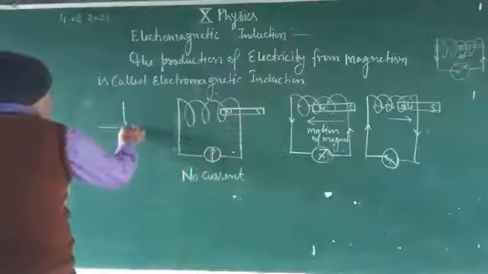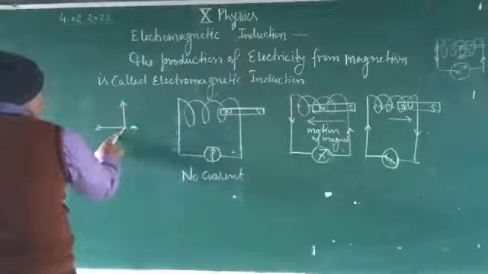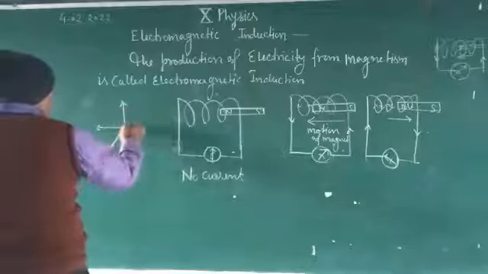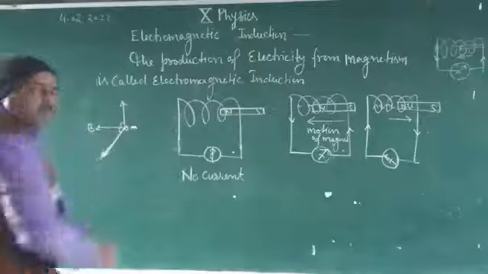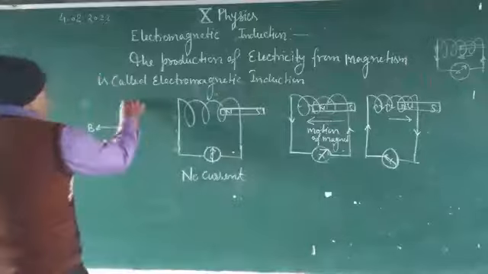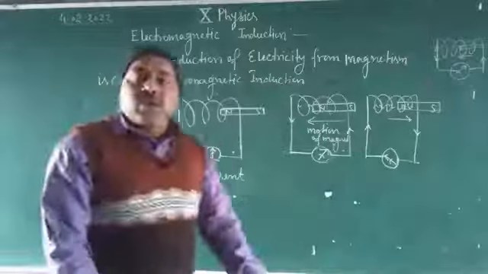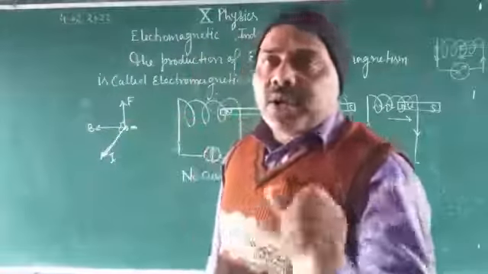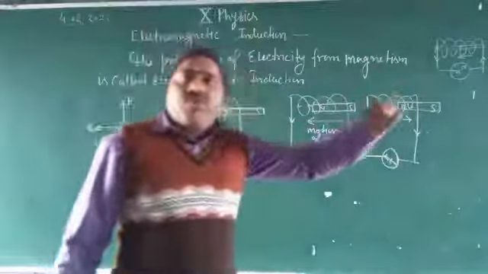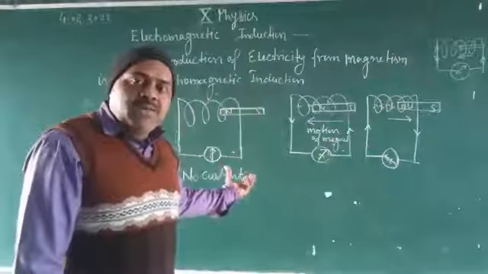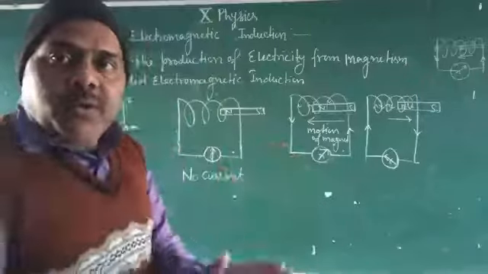Here you can see that when we stretch three fingers of the right hand in such a way that they are mutually perpendicular to each other, then the first finger gives the direction of magnetic field, the thumb gives the direction of force, and the central finger gives us the direction of induced current. The direction of induced current we can find with the help of Fleming's right hand rule, and this experiment is called Faraday's experiment. By this experiment we can observe that the magnitude of induced current depends upon the following factors.